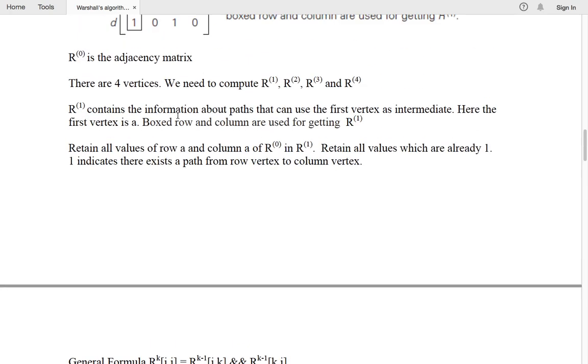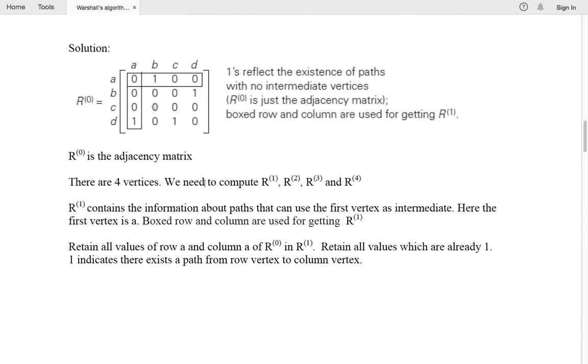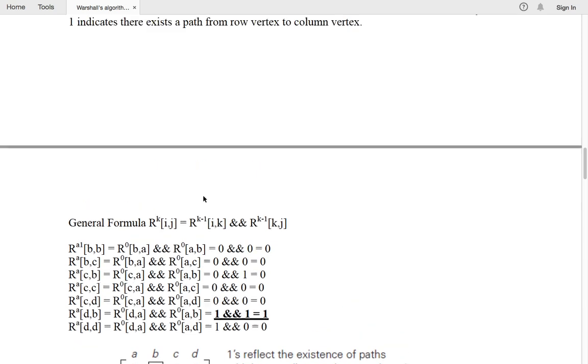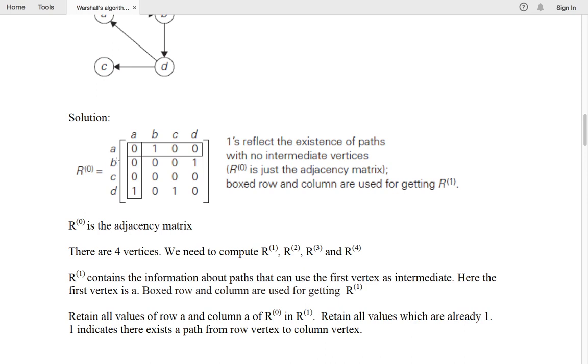Now let's apply it to BB here. The formula is R1. I have just added 1 for only the first row, so you can add it or you can skip it. For BB, if you look at the formula, i is B, j is B, and k minus 1 is 0, and R0 is the adjacency matrix. So what is k here? k is A, so R0 BA and R0 AB. So look at R0. I'm computing BB, which is nothing but BA and AB. So what is BA? BA is 0. What is AB?